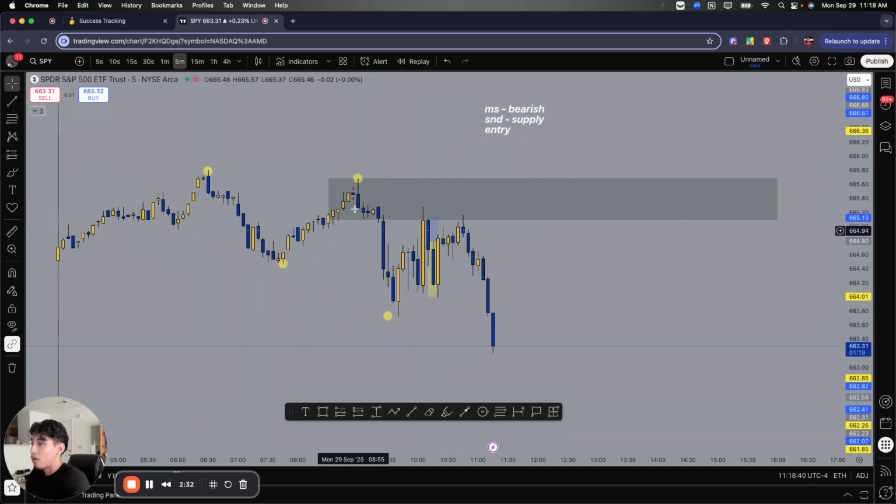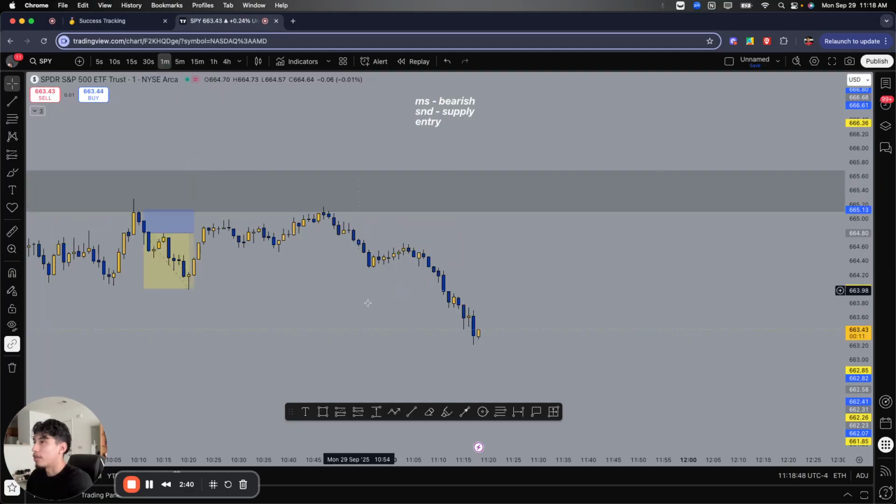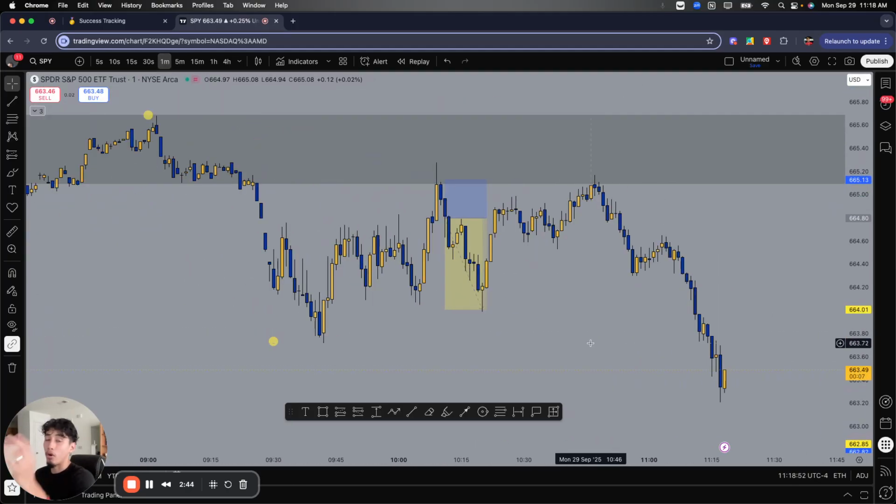As you can see, once price tapped into here, all I did was wait for an entry, and I took an entry off of the 1 minute. So let's go right here. And I have videos on my entry models, you can go watch them. Not even a whole bunch, but I have one video where I break everything down, so you can go watch that.